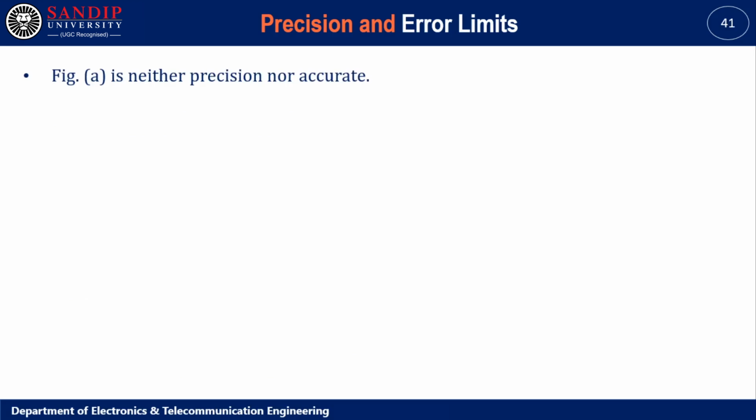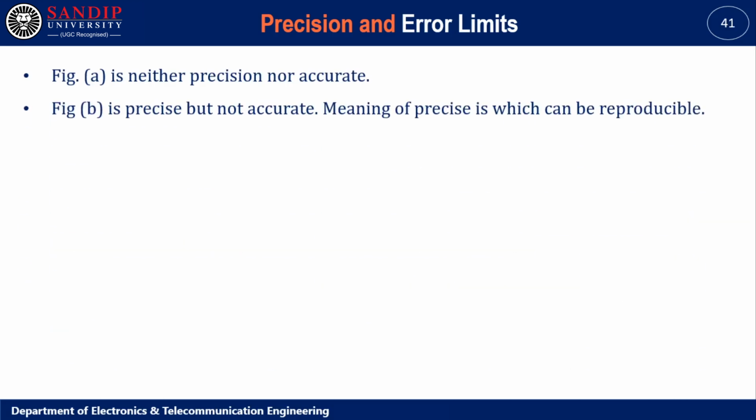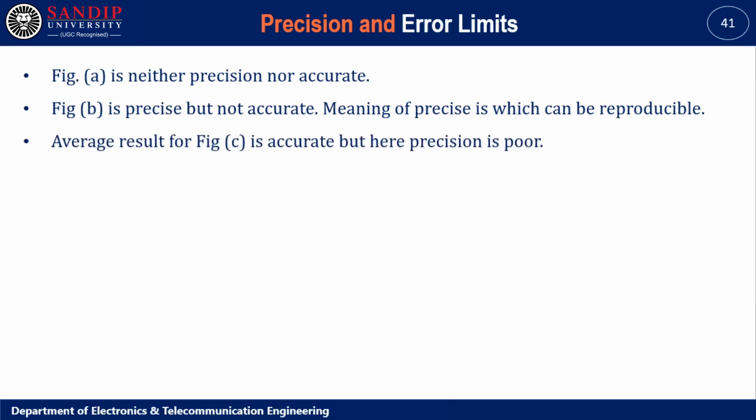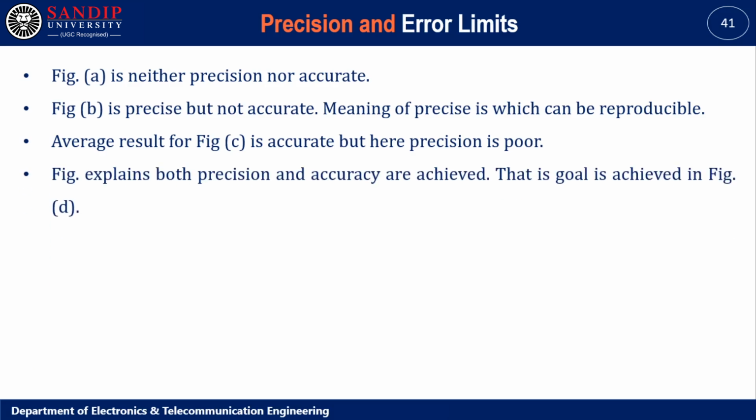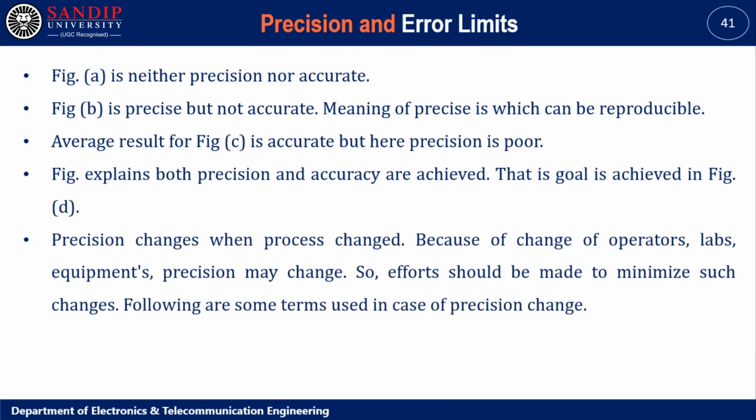Figure A is neither precise nor accurate. Figure B is precise but not accurate. The meaning of precise is that it can be reproduced. The average result for figure C is accurate, but the precision is very poor. Figure D explains that both precision and accuracy are achieved. That is, the goal is achieved in figure D.